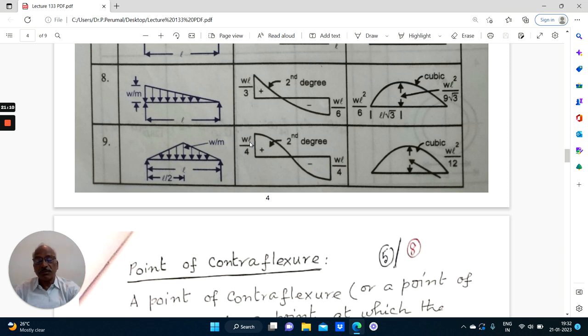Now WL by 4, WL by 4. Because total load is half into L into W. So WL by 2. Half of that will be WL by 4. WL by 4 is the reaction here. It is subjected to uniformly varying load. Therefore, the shear force diagram will have second degree variation. And the bending moment diagram will have a cubic variation, third degree variation, and whose maximum value is WL square by 12. These are the standard cases.